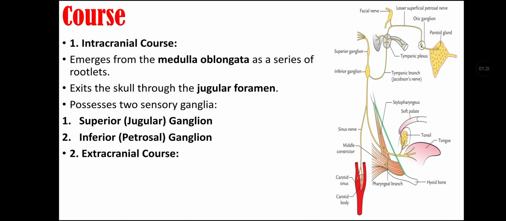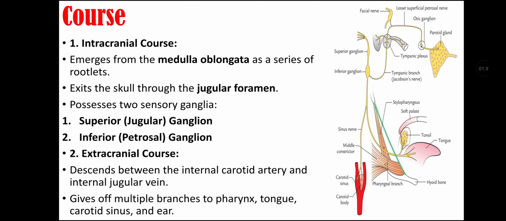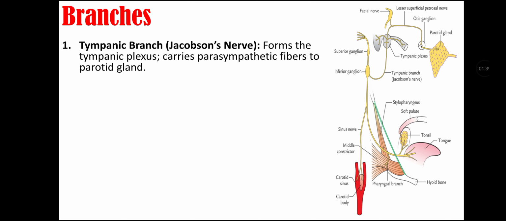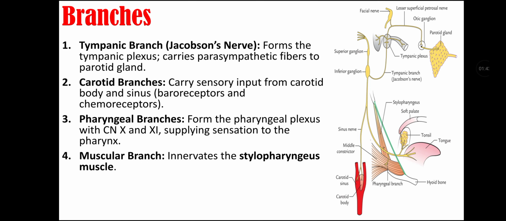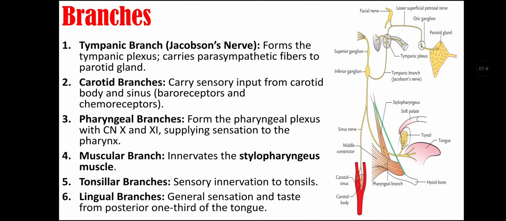Then its extracranial course starts when it exits from the jugular foramen, and then it descends between internal carotid artery and internal jugular vein. It gives off multiple branches to pharynx, tongue, carotid sinus and ear. Branches of glossopharyngeal nerve include tympanic branch, carotid branches, pharyngeal branches, muscular branch, tonsillar branches and lingual branches.